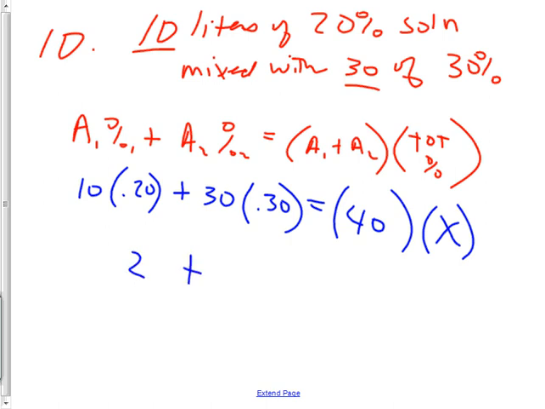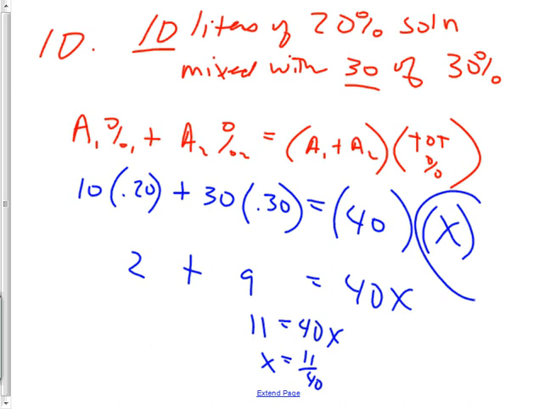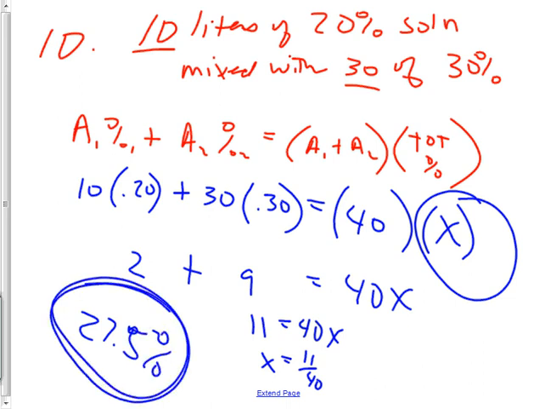And this one's 2 plus 30 times 0.3, 3 times 3 makes 9. Move the decimal, it's just plain 9. And I get 40x. And this is 11 equals 40x. So x is 11/40ths. If you got a decimal for that, that's fine. But 11/40ths is my x, which is my total percent. I guess I really should figure out the decimal. Does anybody divide that yet? 27.5%? All right. Raise your hand if you had that one right. Okay, good.